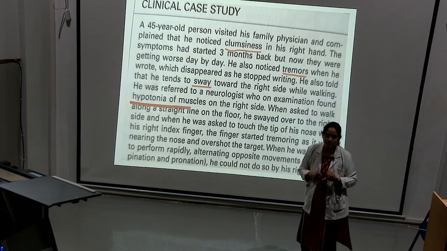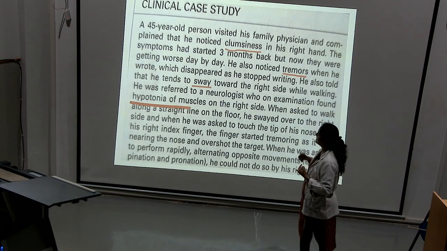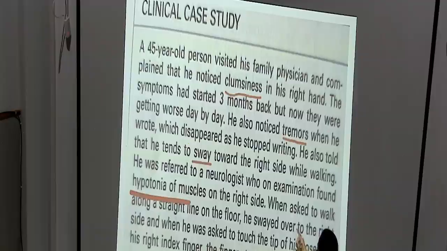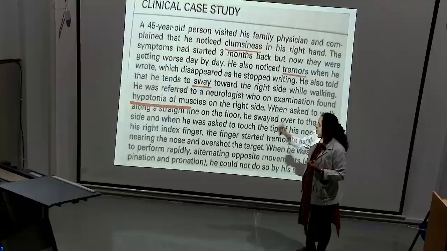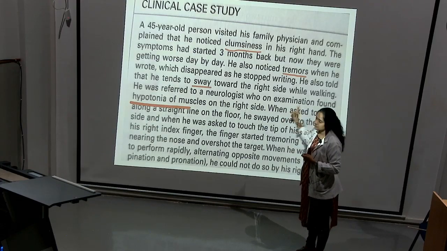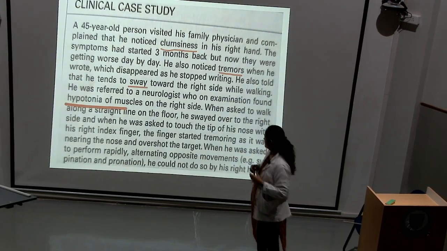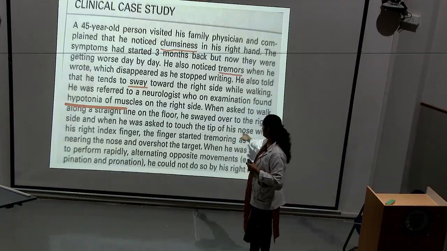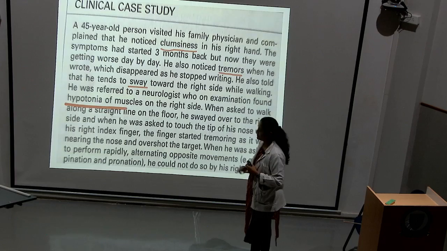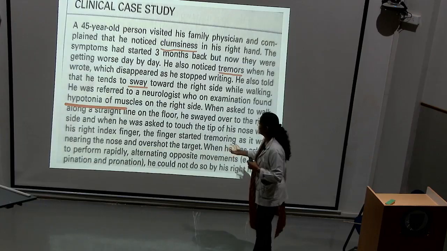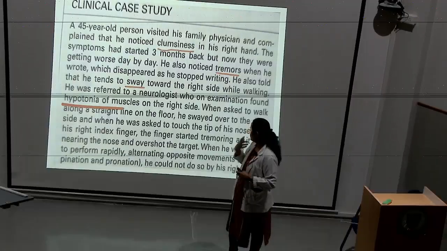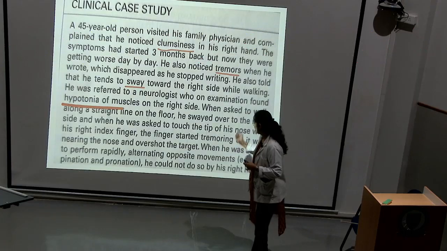Clumsiness, because he is not able to control his motor activity, and intentional tremors. You can see the tremors noticed when he started writing and disappeared as he stopped writing. So, intentional tremors go absent when he rests. Swaying, so equilibrium is lost there. The hypotonia of the muscles when the neurologist was checking. And you can see when he was asked to touch the tip of his nose with his right index finger, the finger started tremoring. Again intentional tremor, and as it was nearing the nose, it overshot the target. And when he was asked to perform rapidly alternating movements, he was not able to do so.